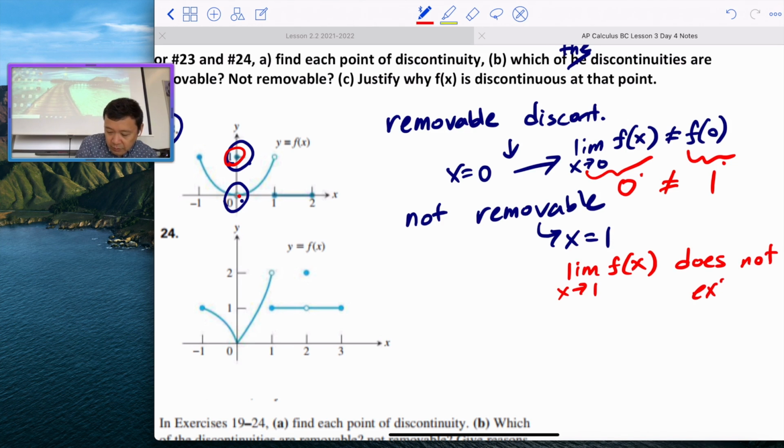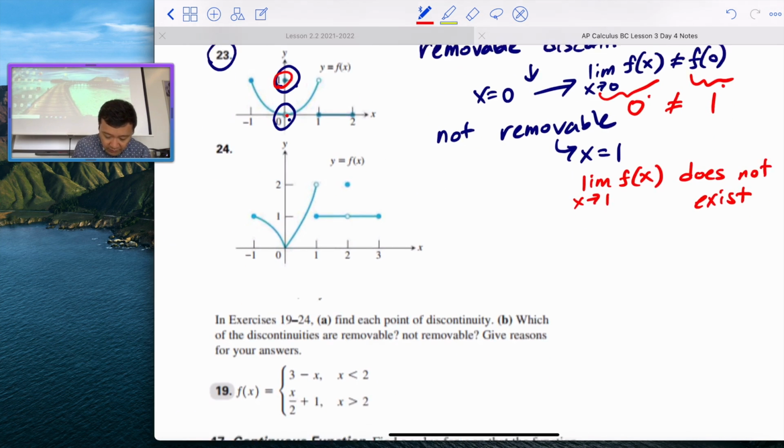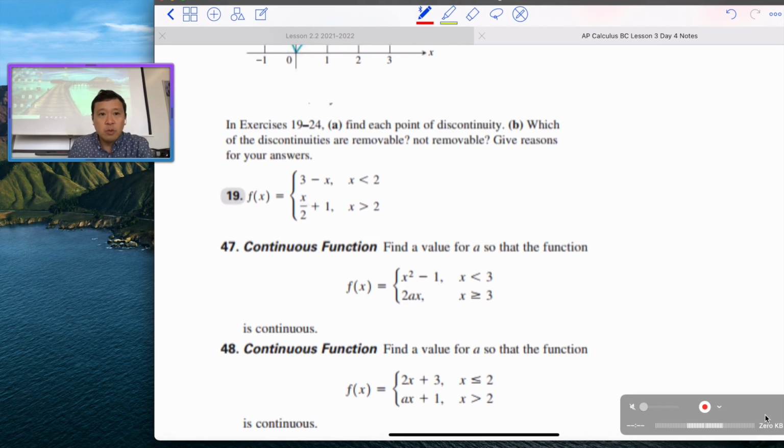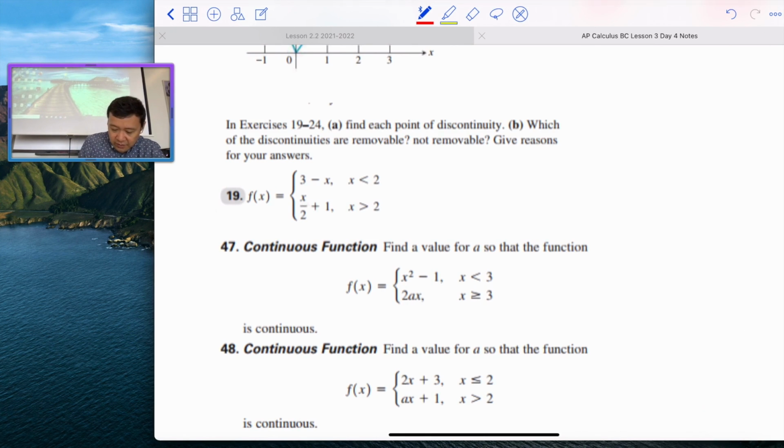And that right there will be your justification for the discontinuity. You could try 24. Now, let's take a look at 19, 47, and 48. These kinds of questions are very common questions that you may see with this topic on the multiple choice section of the AP exam or the practice AP exam or what have you.